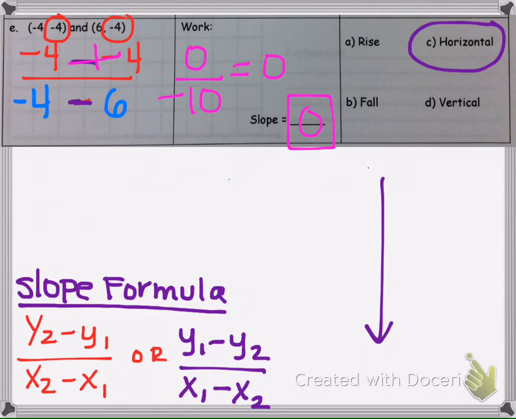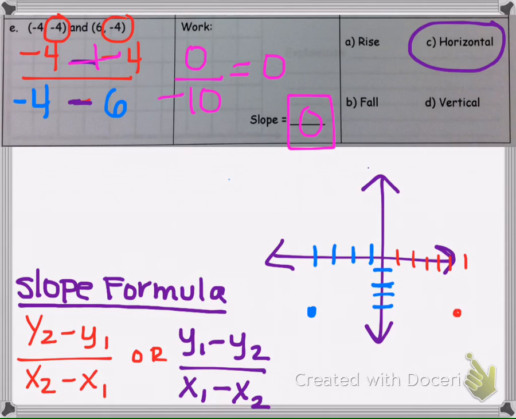So if you draw a sketch, we can verify this, that it is a horizontal. So if we go over to -4, go down, it looks right there. And then we go over to 6, to the right to 6. Then we go down to 4. We could see if we connect it, it is a horizontal line.